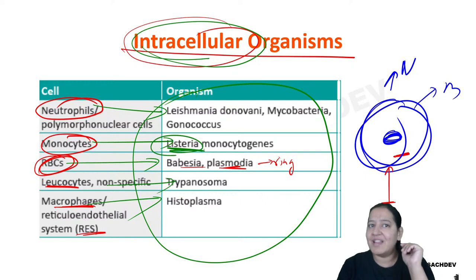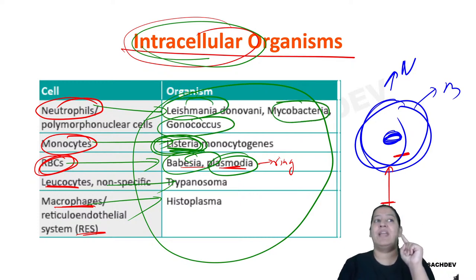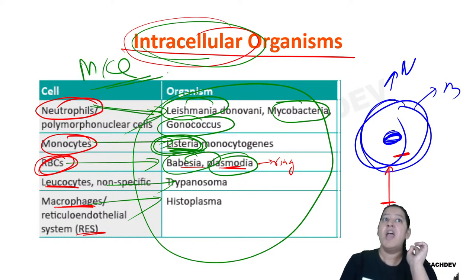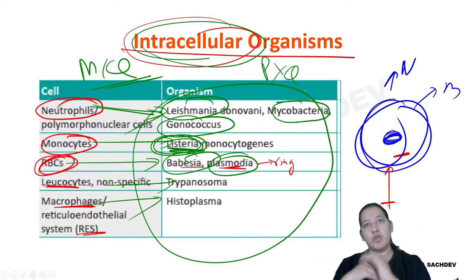Listeria सिर्फ मोनोसाइट के अंदर होता है. Babesia और Plasmodium सिर्फ RBC के अंदर होते हैं. Leishmania, gonococcus और mycobacteria, ये तीनों आपके न्यूट्रोफिल के अंदर होते हैं. So इन पे भी बहुत MCQs आते हैं. If you already solve your PYQs, you know what I am talking about. तुमको पता होगा, हाँ मैम ये भी question है. If you have not solved them, आज रात को हम PYQs of micro solve करेंगे, don't worry. ये सब तुम्हें questions मिलने वाले हैं PYQs of FMGE में और दूसरे exams में भी.